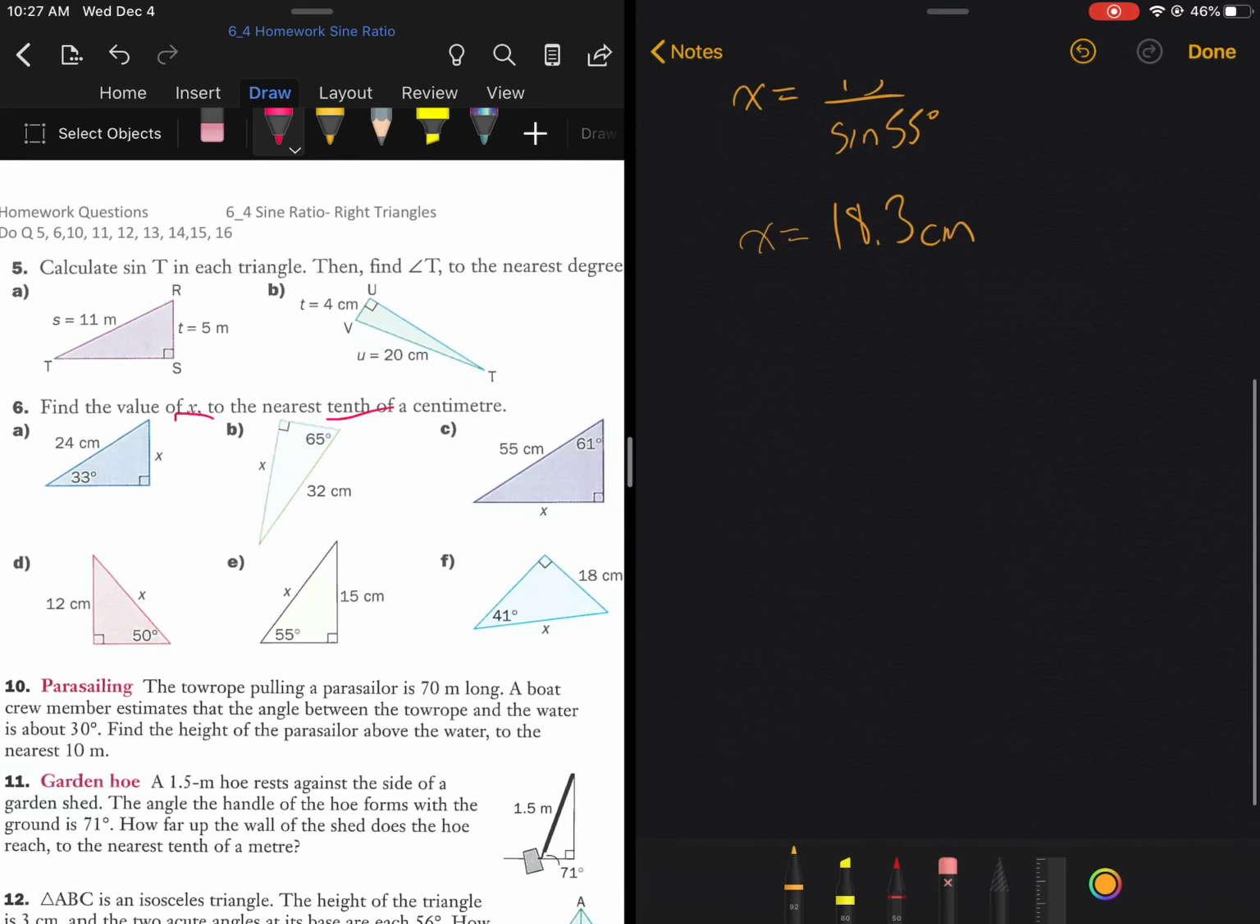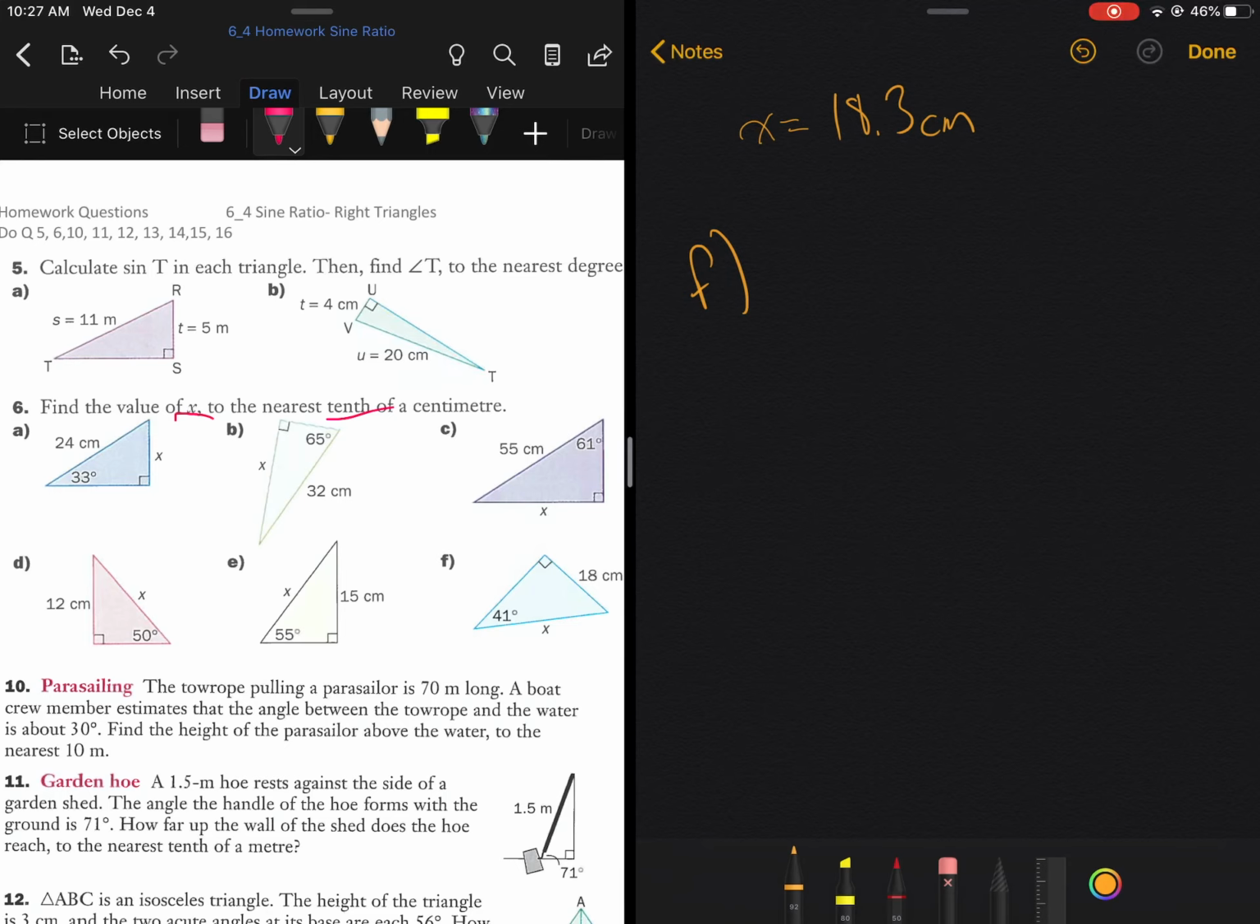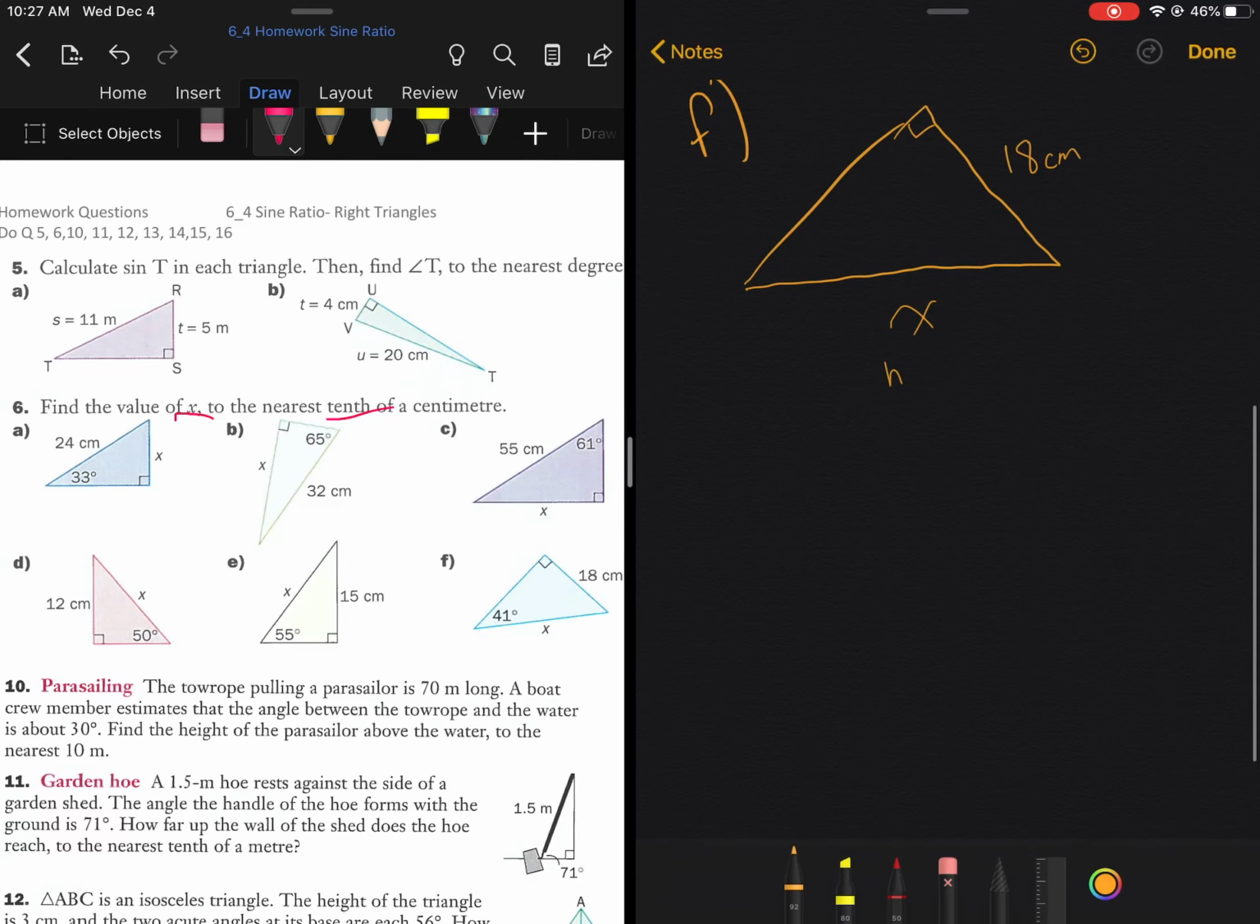Finally, we have F. And this is the last part of question 6 till we get into word problems. I have a 90-degree angle. I have 18 on this side, 18 centimeters. The hypotenuse is x, because it's opposite the 90-degree angle. But opposite of 18, do we have that angle? Yes, we do. It's 41 degrees right here.